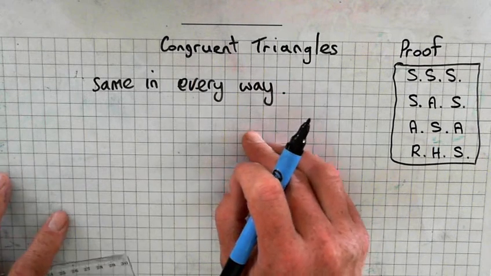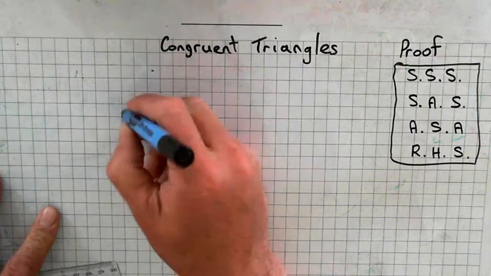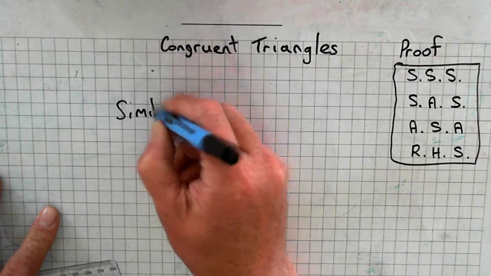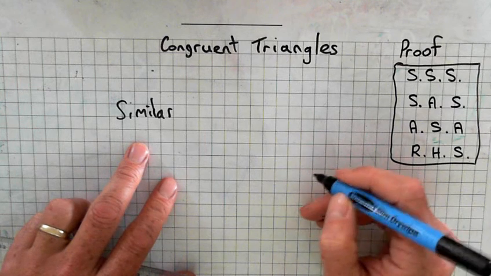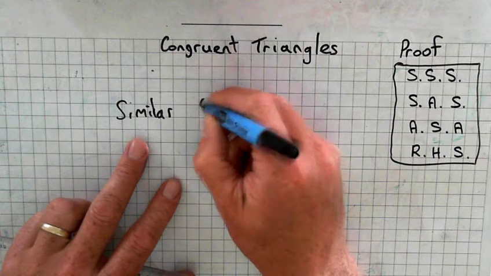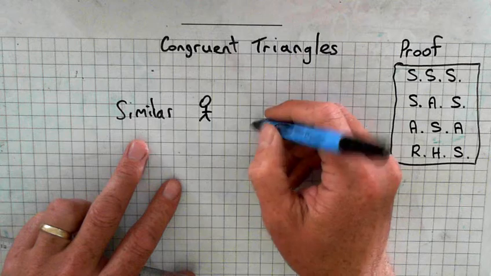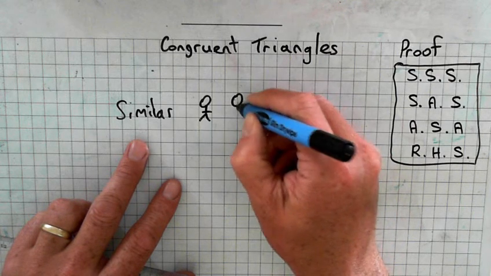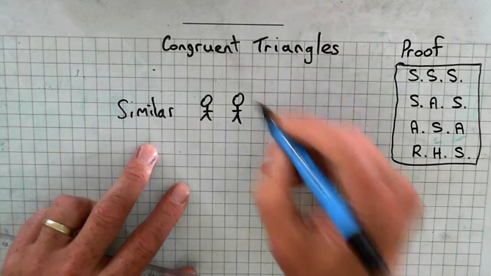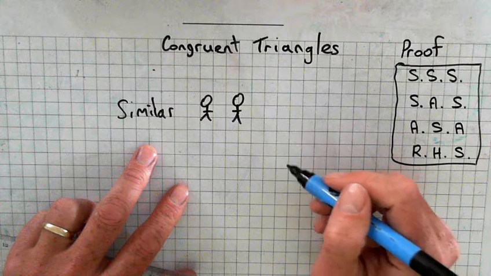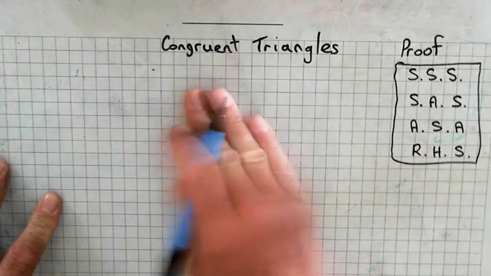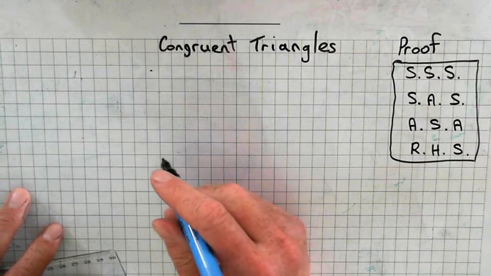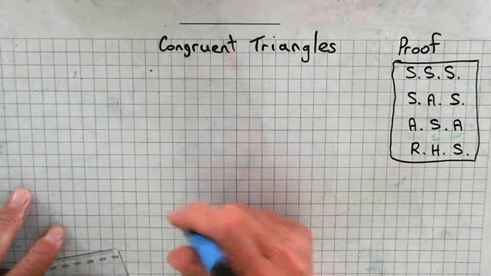Look up here. There's another word. Similar. Does that mean the same in every way? No. Because here's one student, and here's another student. They're slightly different. They're similar. All right. Similar is not the same in every way. There are some features that they have in common.